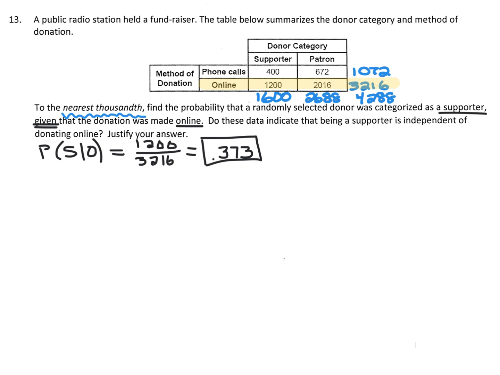Okay, so now the next part says, do these data indicate that being a supporter is independent of donating online? Let me change colors here so it doesn't blend in. We know that if they're independent, the probability of being a supporter and donating online would be equal to the probability of being a supporter times the probability of donating online. So let's put a question mark because we don't know if this is true.